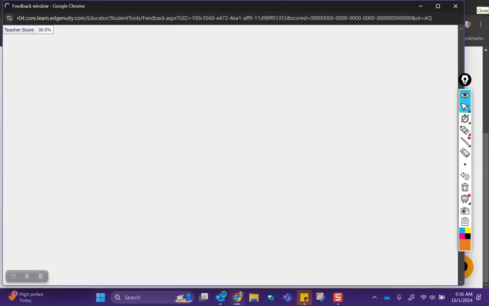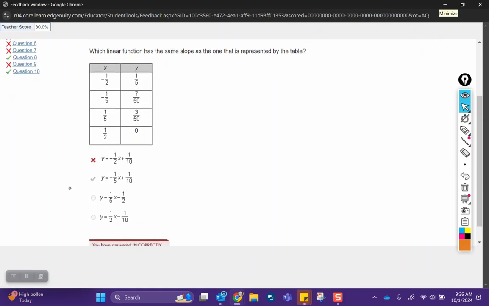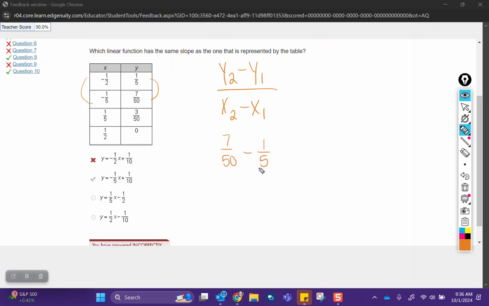Okay, I'm not sure I'm going to get through all these before the bell rings. Hopefully some of these are the same. Which linear function has the same slope as the one represented by the table? Okay, this is ugly, but we still have to do it. We still have to do the slope formula. Hopefully you have this written down somewhere in your math notebook. y2 minus y1 over x2 minus x1, that's the formula for calculating. So I'm going to take 7/50 minus 1/5 all over -1/5 minus -1/2. Boy, is this ugly.